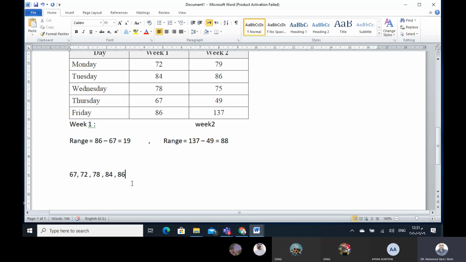Now how to find the median here? So it's 78. Median equals 78. Excellent.